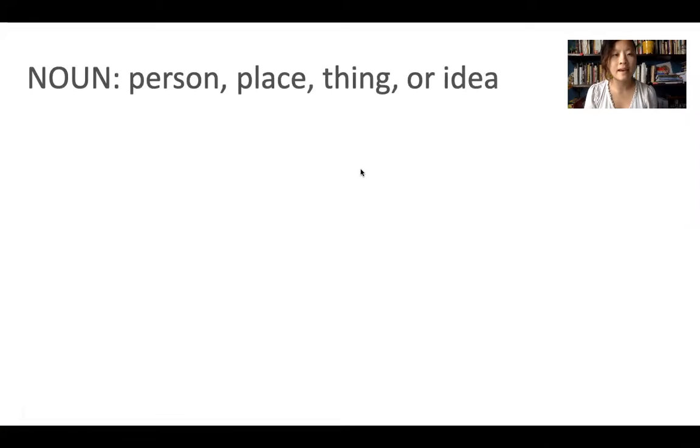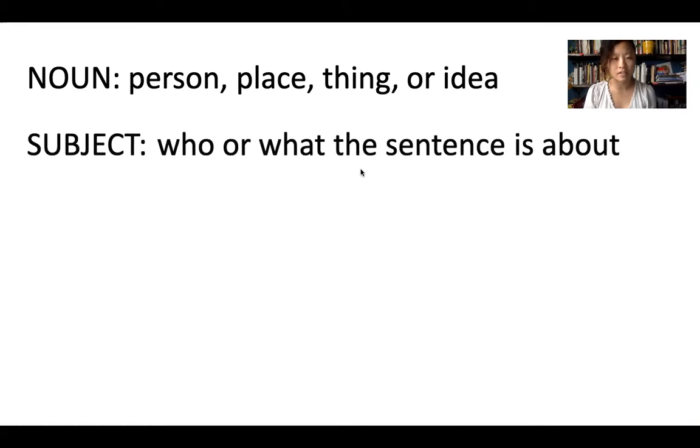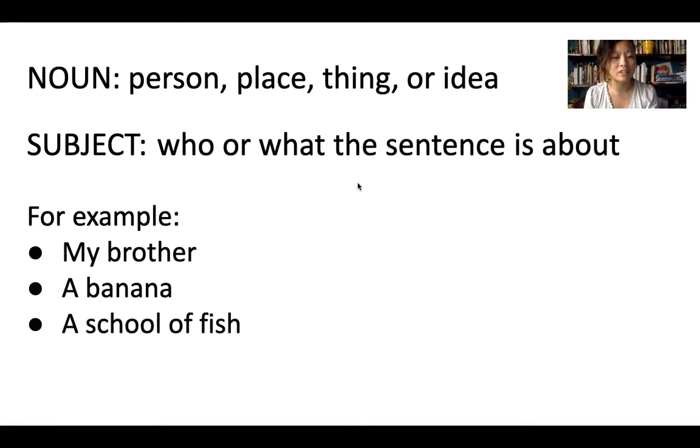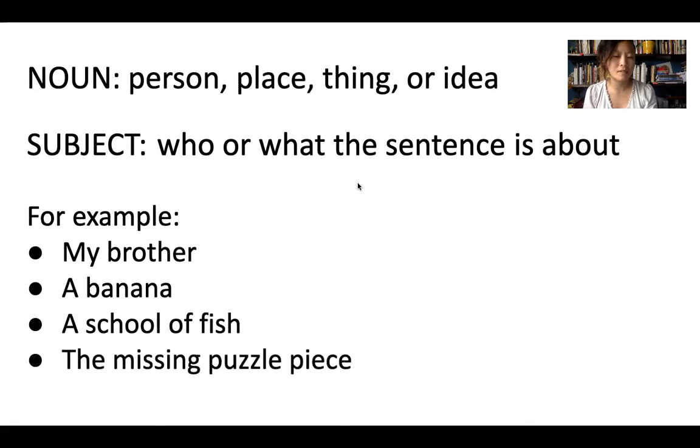First, we need to think of a list of nouns and verbs. A noun is a person, place, thing, or idea. A noun is the subject of your sentence, or who or what the sentence is about. For example, my brother, a banana, a school of fish, the missing puzzle piece. These are examples of nouns or subjects, or what your sentence will be about.